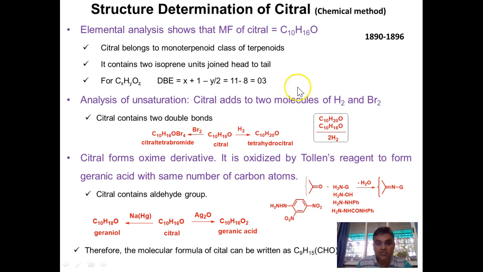In other words, out of 3 degrees of unsaturation, we now have 2 degrees of unsaturation due to the presence of double bonds. Now let us see the nature of oxygen.